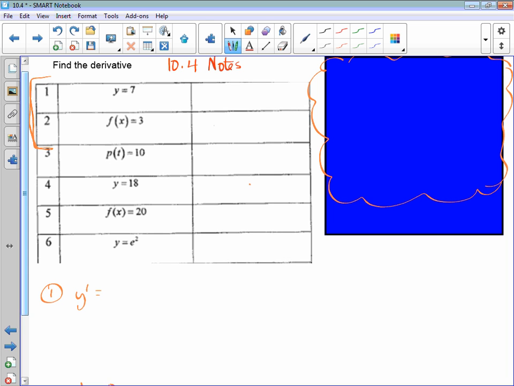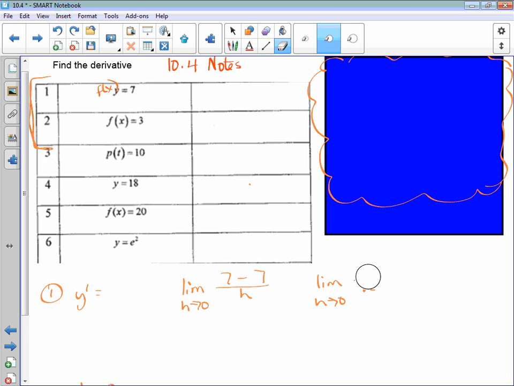So you are finding the limit as h approaches 0. What is f of x plus h going to be? Because we'll call this f of x, 7, right? Minus f of x, which is 7, all over h. Well, what's 7 minus 7? 0 over h, which is 0, right? So what is the limit of 0 as h approaches 0?